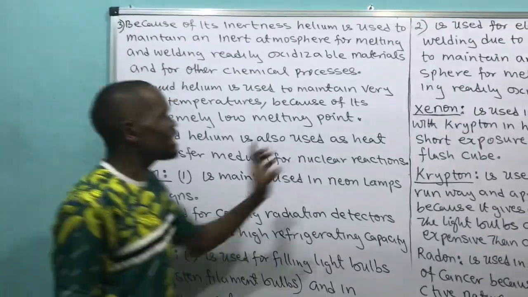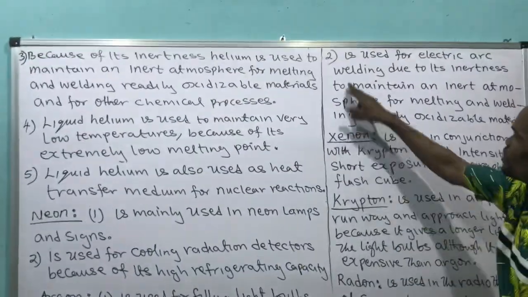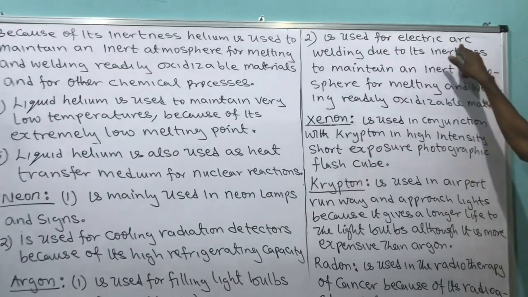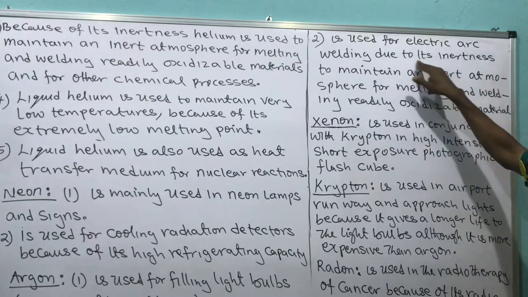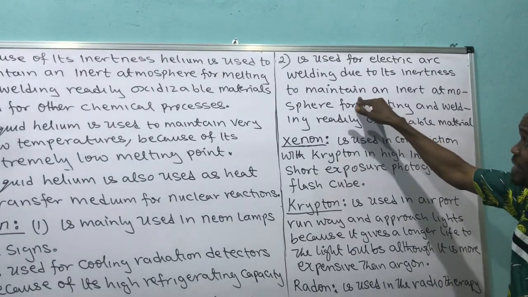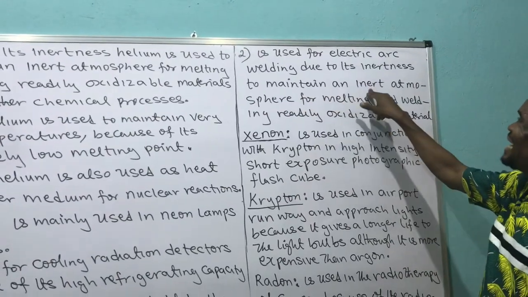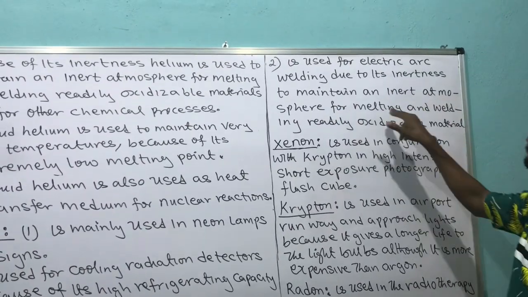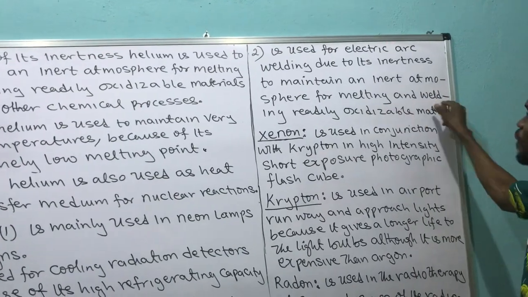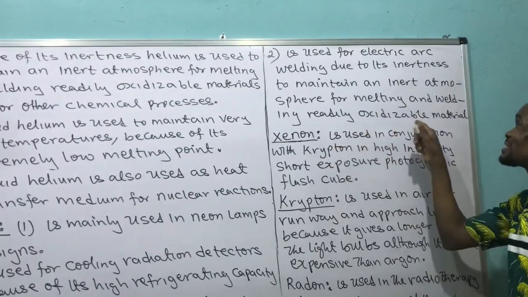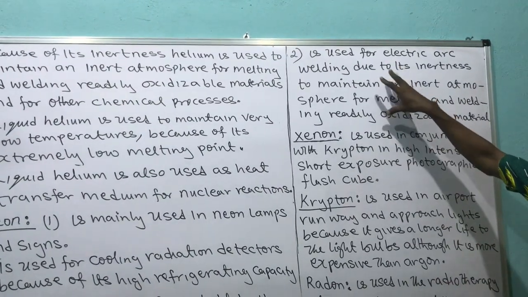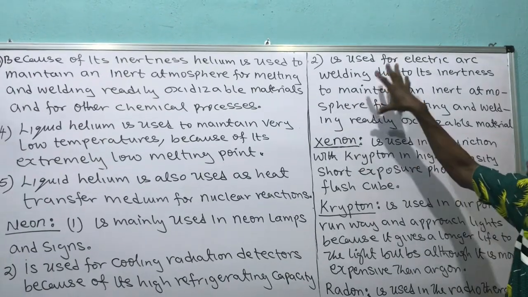So now the second use of argon, we said argon is used for electric arc welding due to its inertness. To maintain an inert atmosphere for welding, for melting and welding readily oxidizable material.